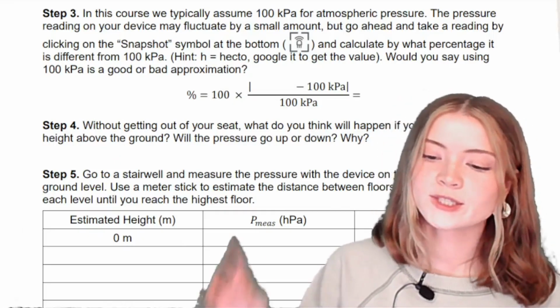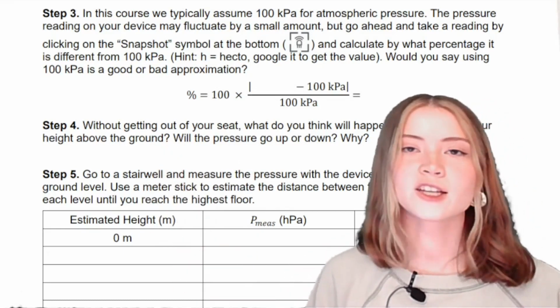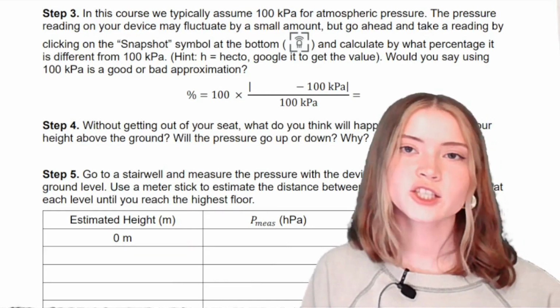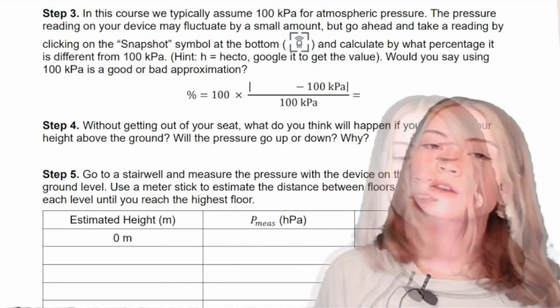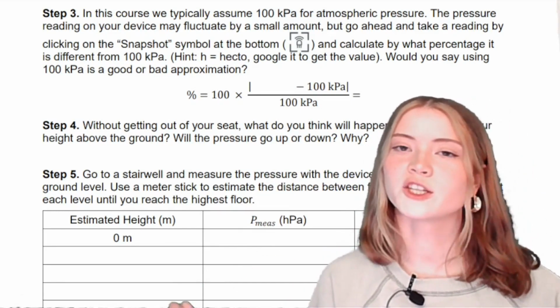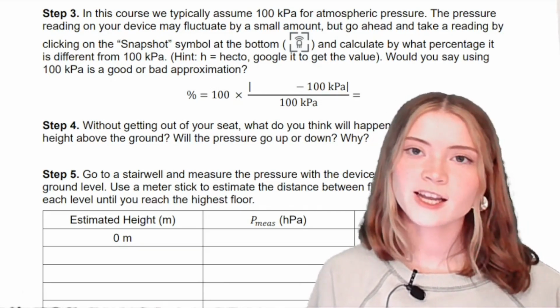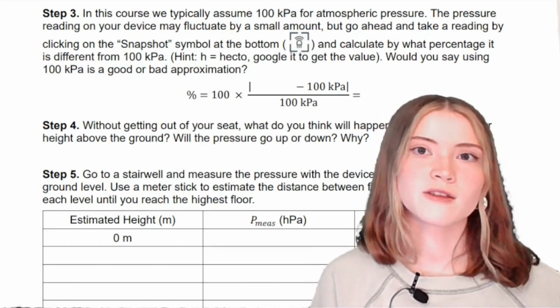Now we can move on to step 4 right here, which is the last step that we have to do before actually doing the experiment. And all you need to do for this step is make a prediction about what will happen when you increase your height above the ground. Do you think the pressure will go up or down? And try to come up with an explanation for why. And it's totally okay to be wrong with your prediction, but just take a moment to pause this video and come up with what you think will happen.